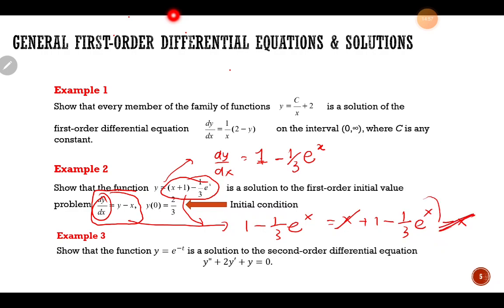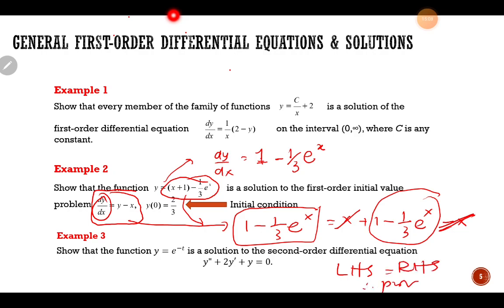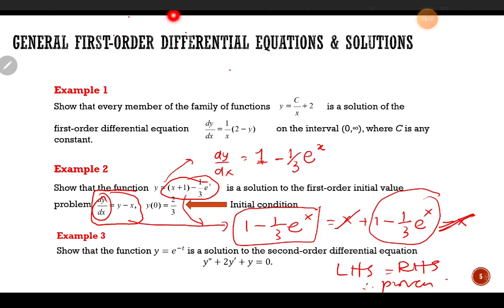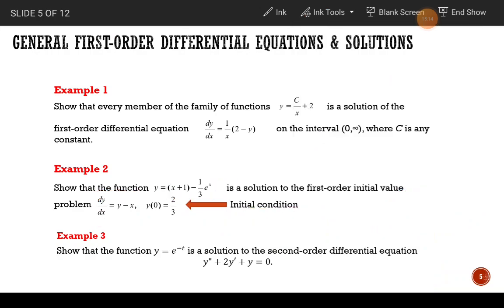So you left with 1 minus 1 over 3 e to the power of x. Isn't it the same as on your left hand side? So again, we come to the conclusion left hand side equals to right hand side. So it's proven. Okay, so macam tu je lah. Alright, so now we proceed to example 3.